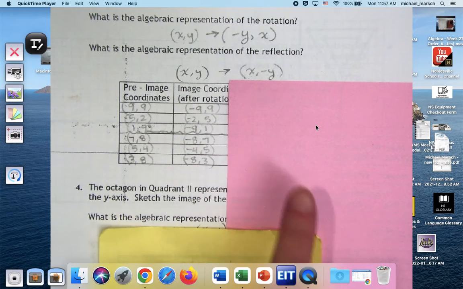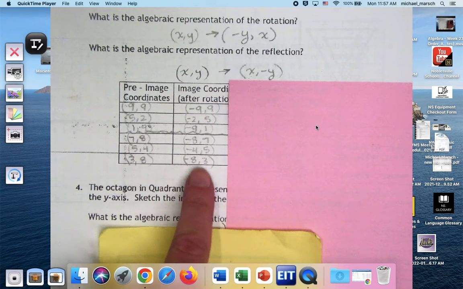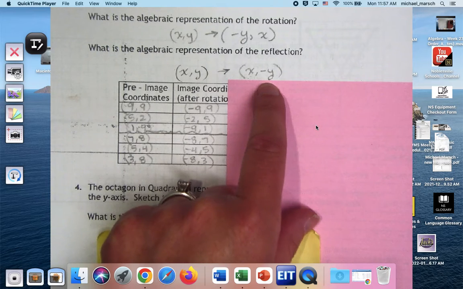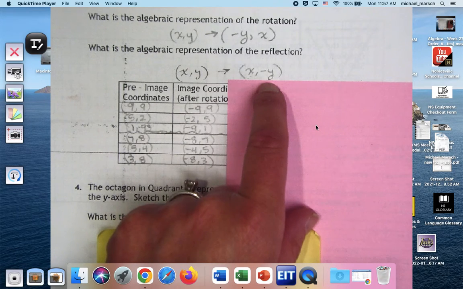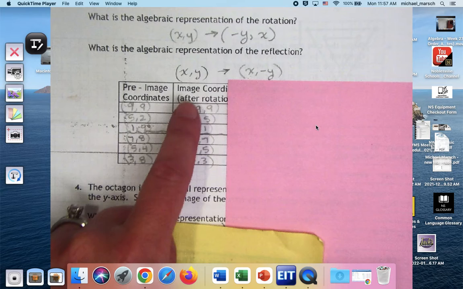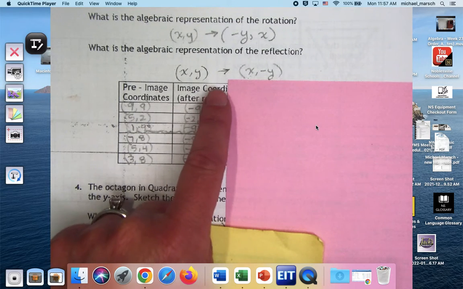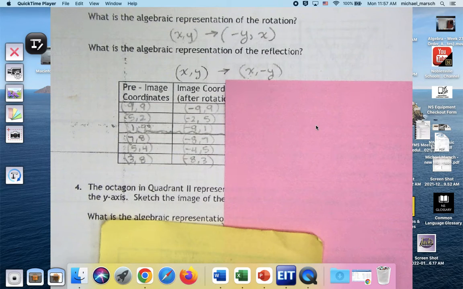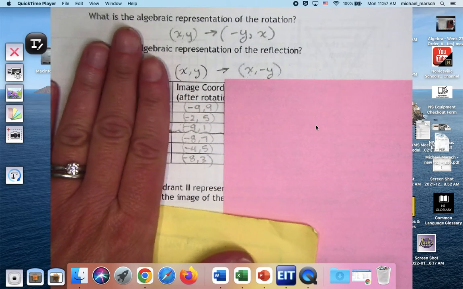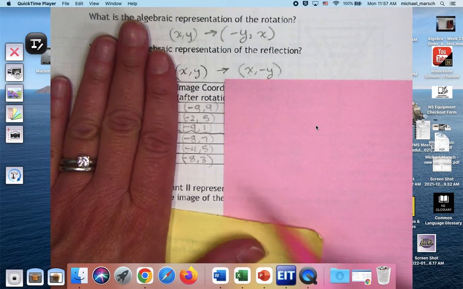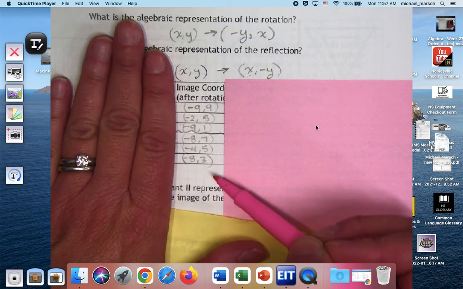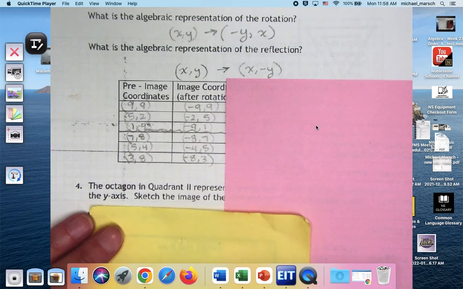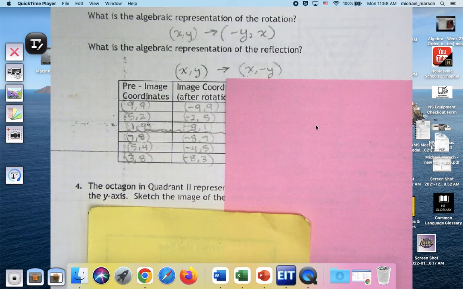So you're going to take these coordinates and apply this algebraic representation. We're keeping x the way it is and y is going to become the opposite: x, opposite y. That's going to give us our next column. So is it going to be negative 9, negative 9? It is. Now negative 9, negative 9, and so on for the rest of the pre-image ordered pairs: negative 4, negative 5, negative 8, negative.